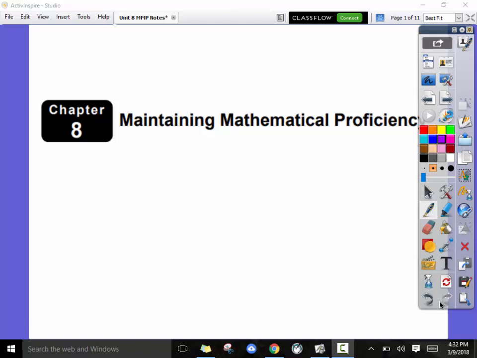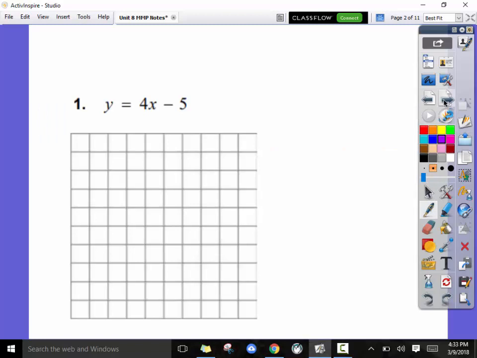Okay, we're going to look at Chapter 8, Maintaining Mathematical Proficiency. Normally this is mostly a review, but in the lesson for today, you're going to see some new concepts, so just make sure you pay close attention. Okay, graph the linear equation.